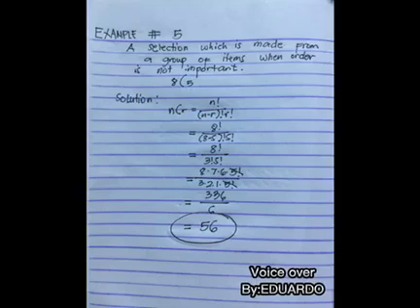Example 5. A selection which is made from a group of items when order is not important, 8C5. Solution. nCr is equal to n factorial over n minus r factorial times r factorial, which is equal to 8 factorial over 8 minus 5 factorial times 5 factorial, which is equal to 8 factorial over 3 factorial times 5 factorial, which is equal to 8 times 7 times 6 times 5 factorial over 3 times 2 times 1 times 5 factorial. Eliminate 5 factorial, which is equal to 336 over 6, which is equal to 56.